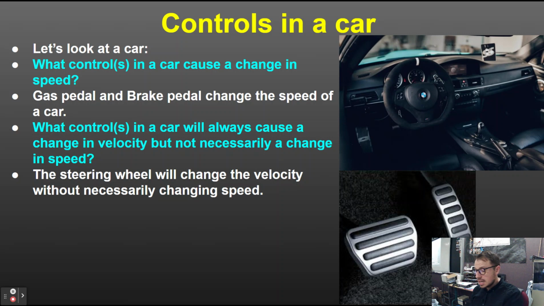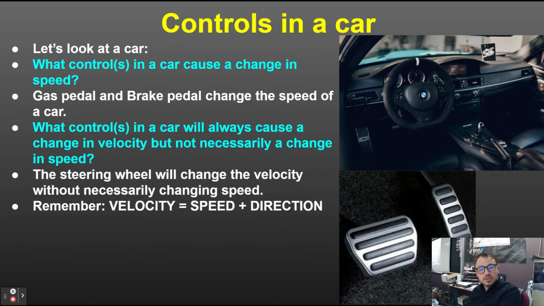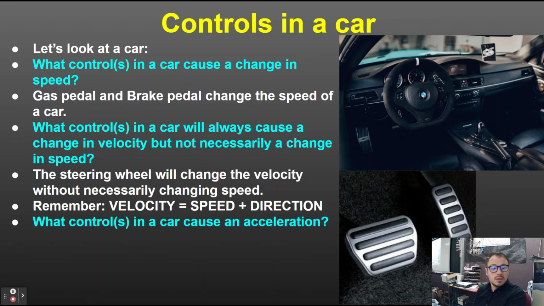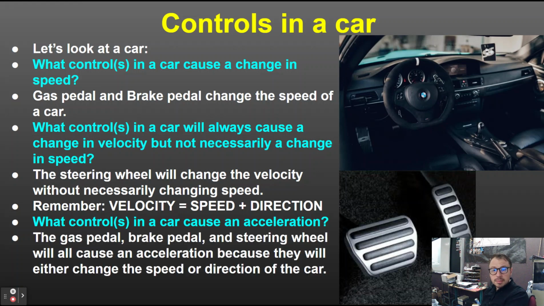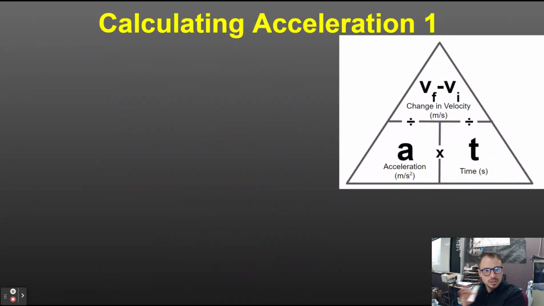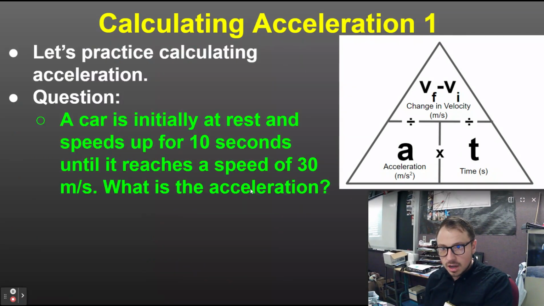Because remember, velocity is speed plus direction. So you could be going the same speed but changing your direction. If you're changing your direction, you're also changing your velocity. So which of these controls cause an acceleration? The gas pedal, the brake pedal, and the steering wheel will all cause an acceleration because they will either change the speed or change the direction of the car. One speeds it up, one slows it down, the other turns. Those are the 3 ways to accelerate: speed up, slow down, and turn. So let's get some practice calculating acceleration. So here's a question.